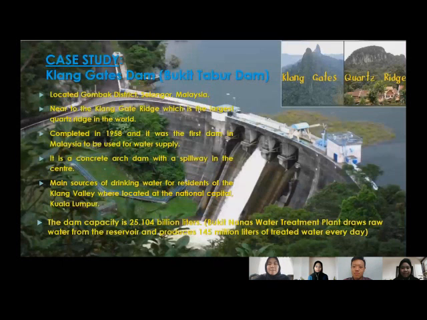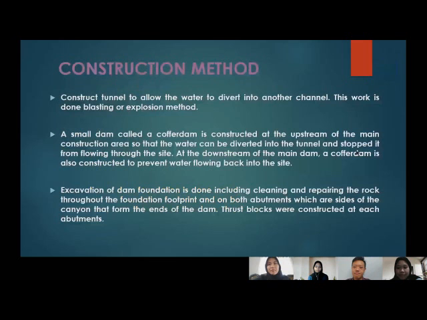It is the main source of drinking water for residents of the Klang Valley, located at the national capital, Kuala Lumpur. The dam capacity is 25 billion liters, and the Bukit Nanas water treatment plant draws raw water from the reservoir and produces 145 million liters of treated water every day. So next is the construction method of Klongan Dam.